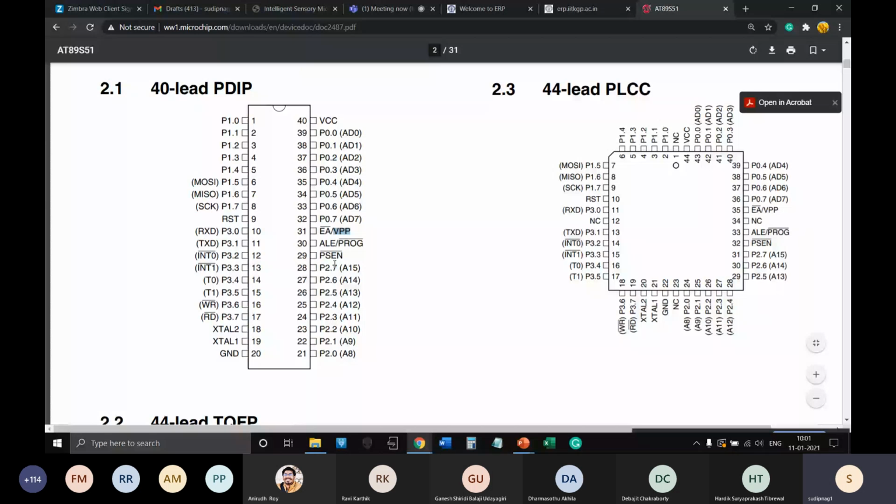I'll stop in a couple of minutes, or 1 minute. But during programming of the flash, you need 12 volts here. That is an input pin. External access bar is in the output direction, and VPP is the input direction for the microcontroller.